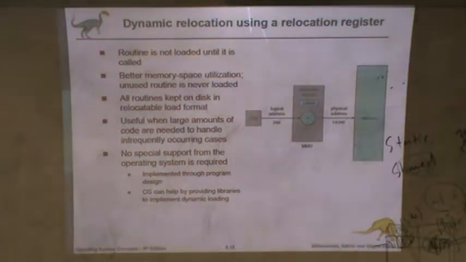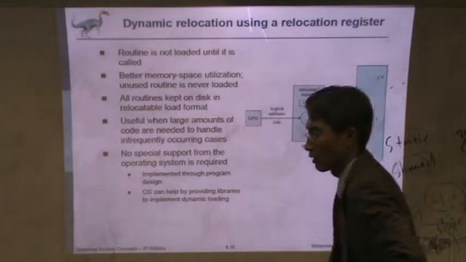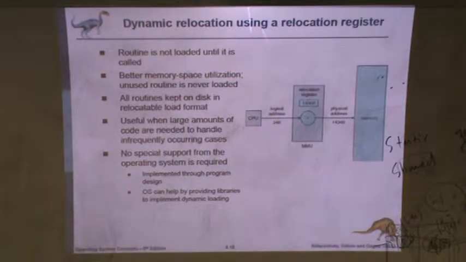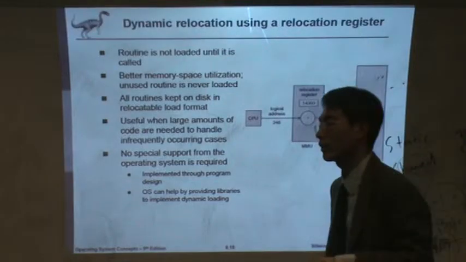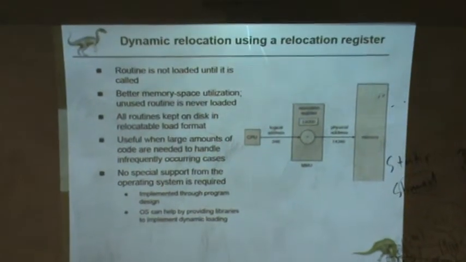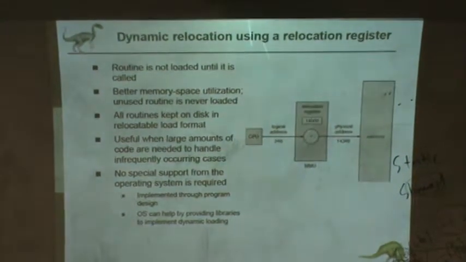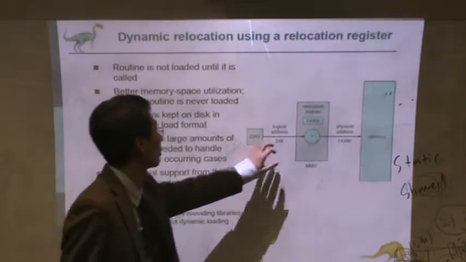Also sometimes some of the routine or some of the function, some part of the memory is not always loaded in the memory. It will be loaded whenever it is needed. At that time, we can use such a relocation register. Okay, then we can calculate the physical address, the final address, by adding the logical address.